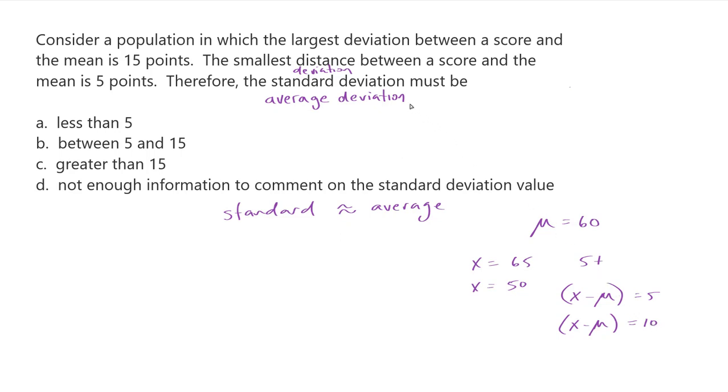Well, we're looking to describe what the standard deviation must be if the smallest deviation is 5 and the largest deviation is 15. So if some of your friends are 5 points from the class average and some of your friends are as far as 15 points from the average, on average, how close are your friends to the mean? Well, it's going to be somewhere between 5 and 15. If sometimes you get as close as 5, if sometimes you get as far as 15, on average, how close do you get? Somewhere between 5 and 15.